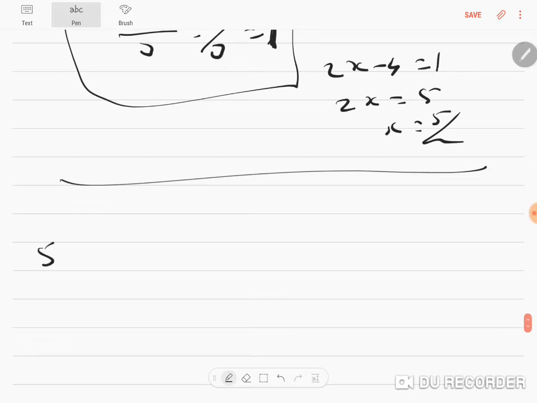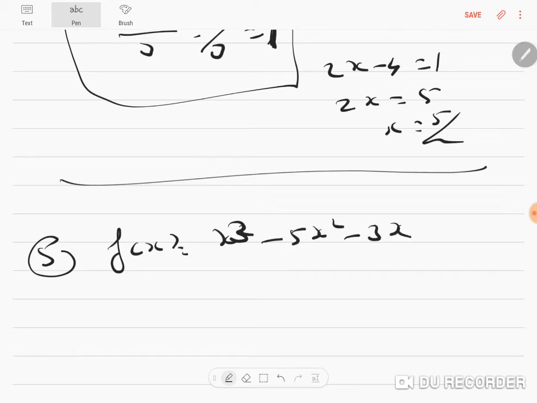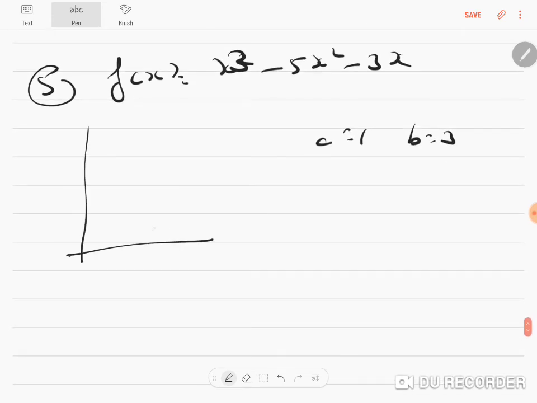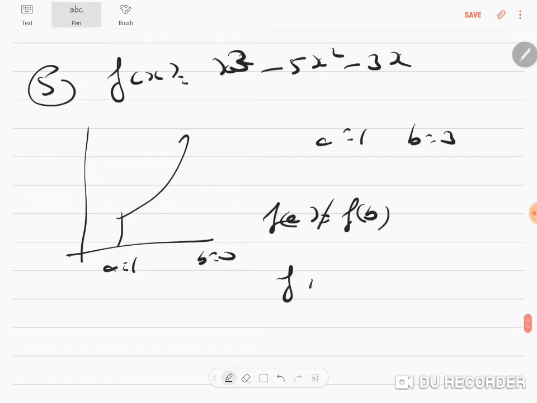The next question is the fifth question. Again, verify the mean value theorem for x cube minus 5x square minus 3x, where a is equal to 1 and b is equal to 3. In the mean value theorem, f of a should not be equal to f of b, right? So check what is f of 1. It's 1 minus 5 minus 3, which is 1 minus 8, so minus 7.